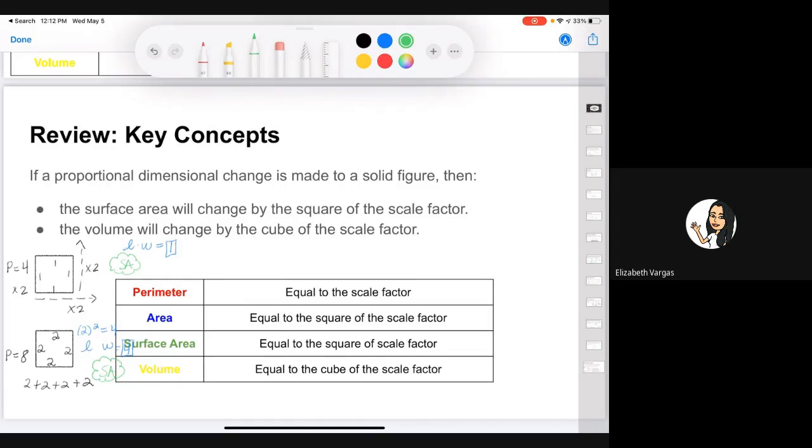And then my volume would change by a factor of the scale factor cubed. So 2 times 2 times 2, I think it's 8. Okay.